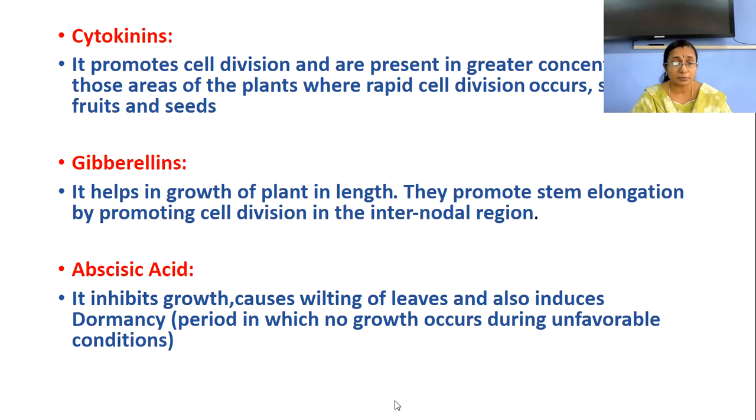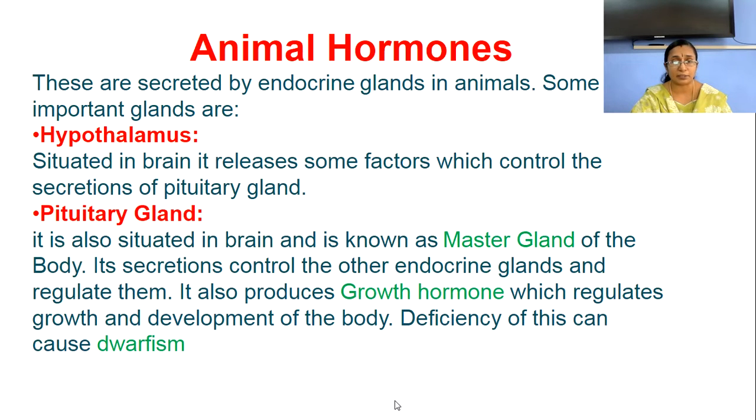So sometimes some conditions will not be favorable for the plant. If growth is happening at that time, it creates too much demand on resources for the plant. So in order to overcome that, generally during unfavorable conditions, abscisic acid inhibits growth. Okay, so this is about plant hormones.